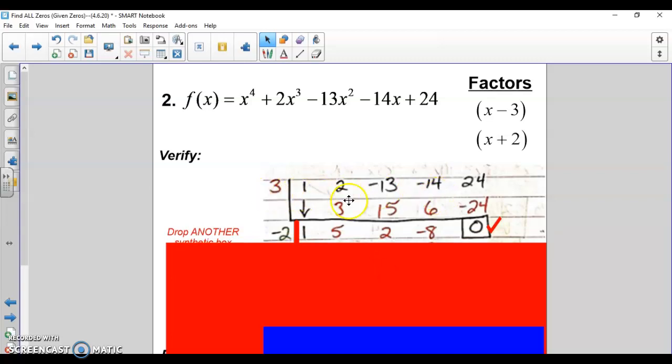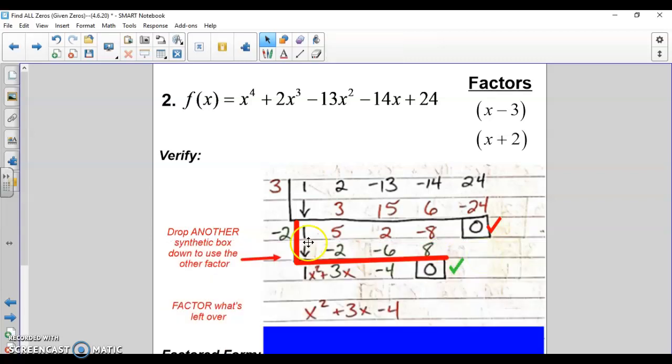I send it through synthetic. I just picked 3 first because it was the first one listed. You can do the -2 first if you want. That's fine. I run it through. We should end up with a remainder of 0 at the end. We do.